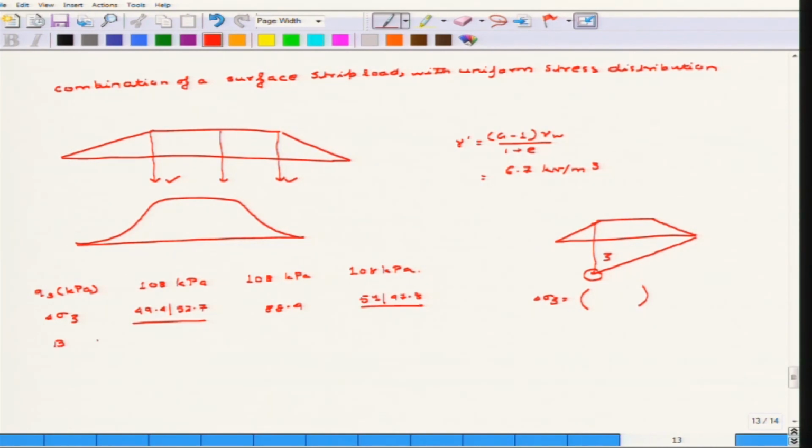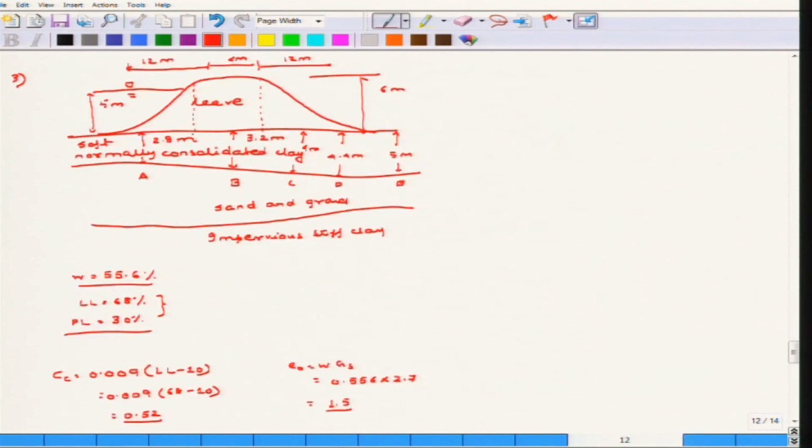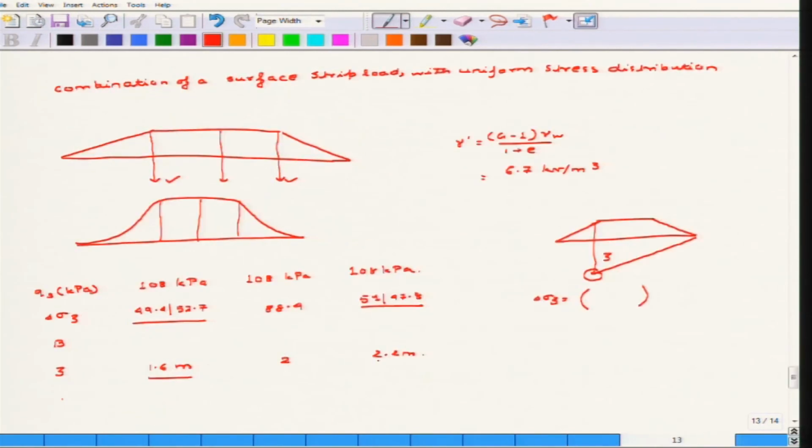Now Z is given as 1.6 meter, 2 meter and 2.2 meter. Obviously these points are, as I have said, at this point 2, 1, 3. Remember these Z's are always the half width, because you have to find out the settlement at the mid height. So that is why I took Z as 1.6 meter. So 1.6 meter, because the height is 3.2 at this point, 4 in between the levee, and 4.4 at the end. So this is 2.2 meter.